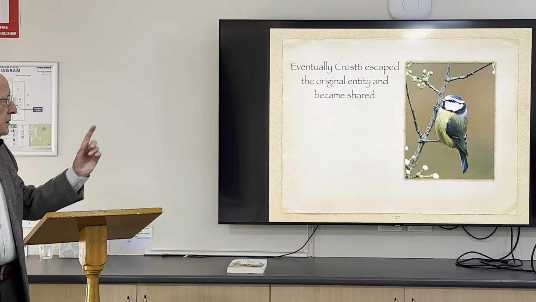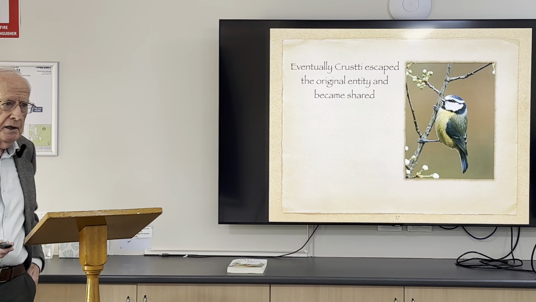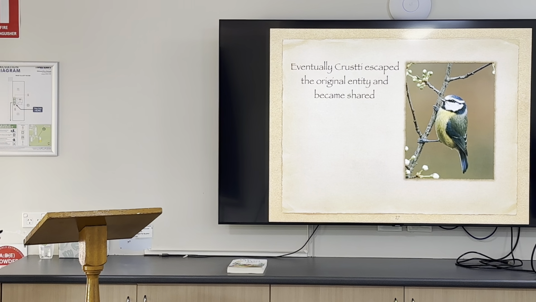Okay. So eventually Krusty escaped the original entity and became shared. We'll talk about language now. So you've got the blue tit there who learned how to communicate through space and time somehow. It just does it. That was the one that went around in England picking the top off milk bottles and drinking the cream. And it got transferred to others who were further away than the blue tit would ever fly. And then it got transferred over years, much longer than the blue tit's lifespan.